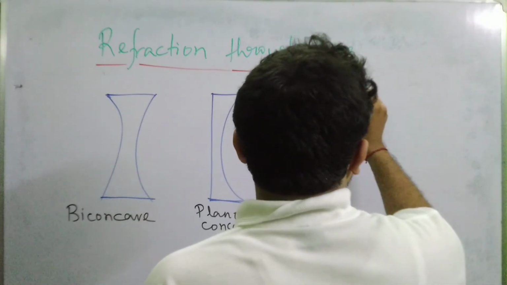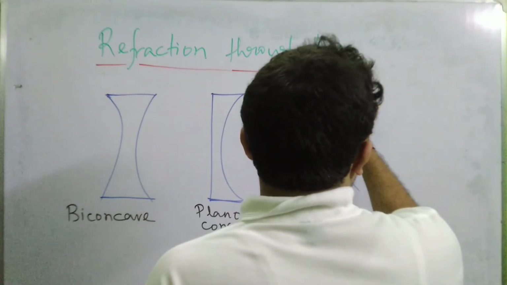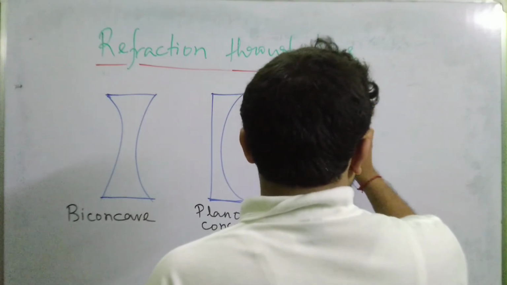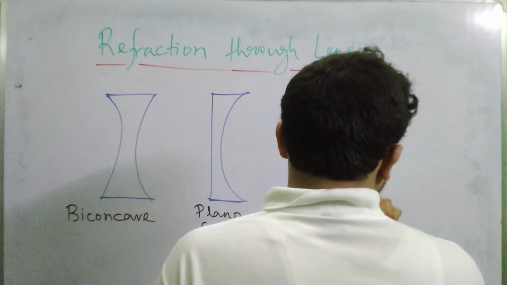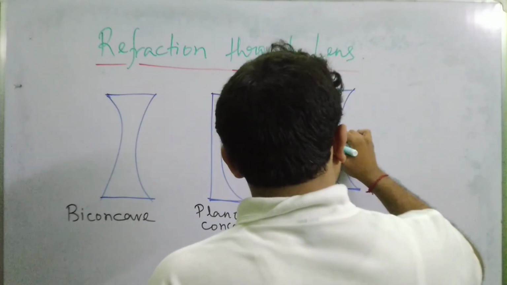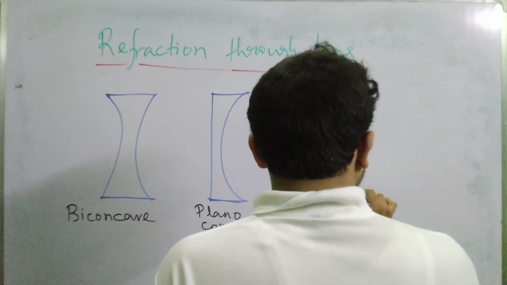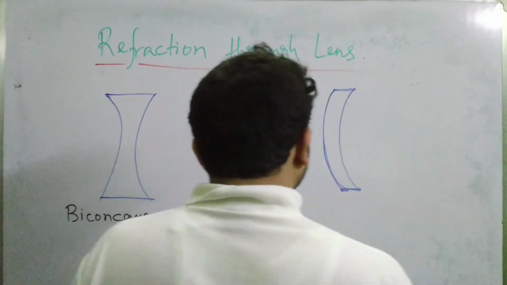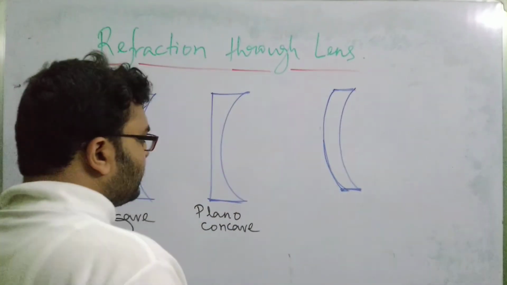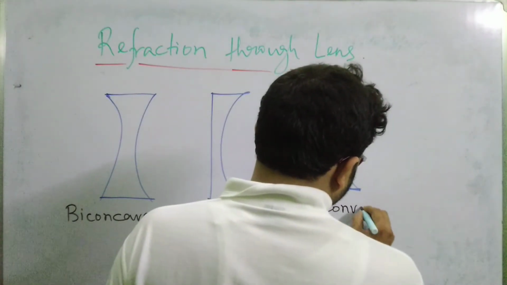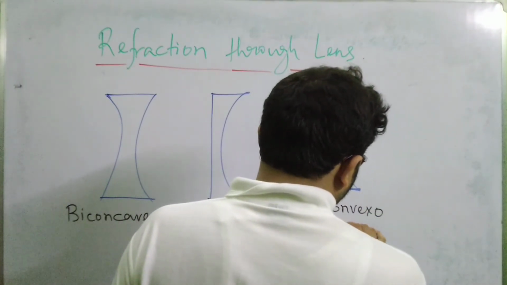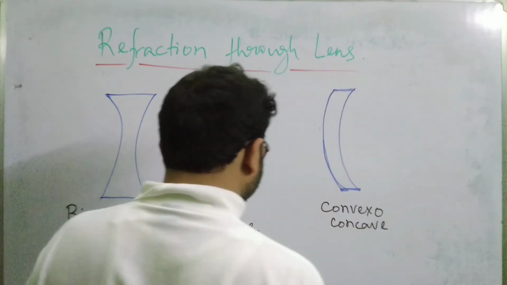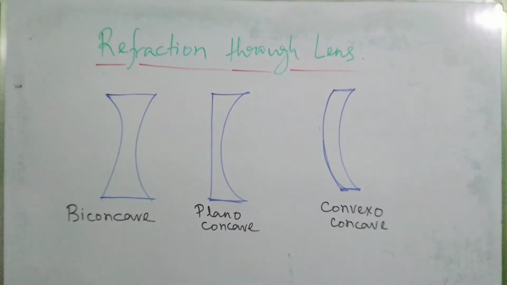And the third type will look somewhat concave, but from the other end it looks like a convex. This is a concave lens, because it is thick at the edges, but on one side it also looks convex. So, like the previous naming we have done, it is convex to concave. This is the third kind of concave lens. So these are the three kinds of convex and concave lens.